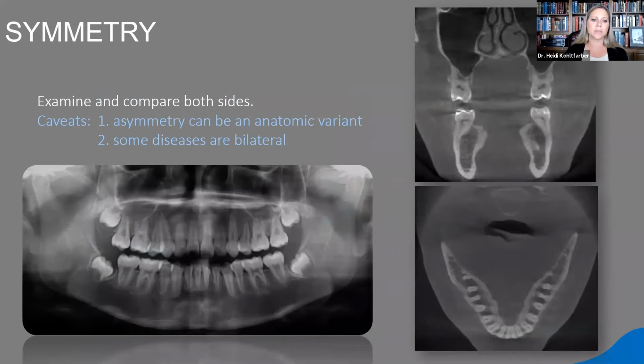So here's symmetry. Again, we want to examine both sides. You can always compare your right side to your left side. We can do the same thing in our coronal and axial sections, which is why I use those sections to look at things globally. And then, of course, with sagittal sections, I don't have another side, so I use those to look at things locally. Now, asymmetry can be an anatomic variance. So when we look at our anatomy, we're going to mention what the anatomical variance is. And then some diseases are bilateral.